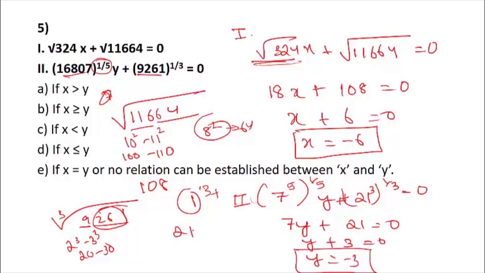Okay, so what you could derive from here is that the relation between x and y is x is less than y. So where do we have this? It is option C. So our answer would be C.